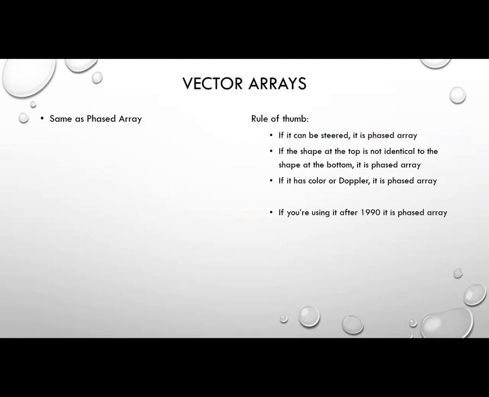Vector arrays, same as a phased array. These can be also steered. In fact, they are steered. Vector arrays are steered in order to image off at the side. So remember, these are causing a sector shape image. Let's see if we can do that. There we go. A sector shaped image. And so in order to steer the beam this way, you must have phase steering. In order to come back in another direction, you also must have phase steering. So a little flat transducer is able to do both directions.